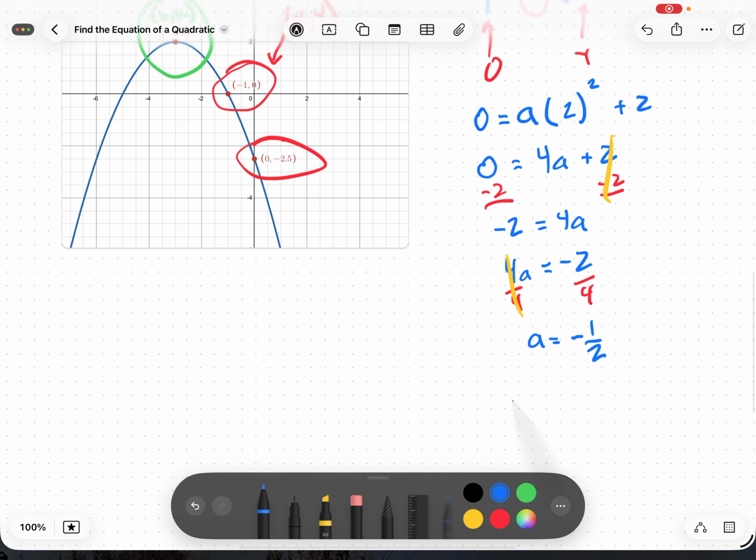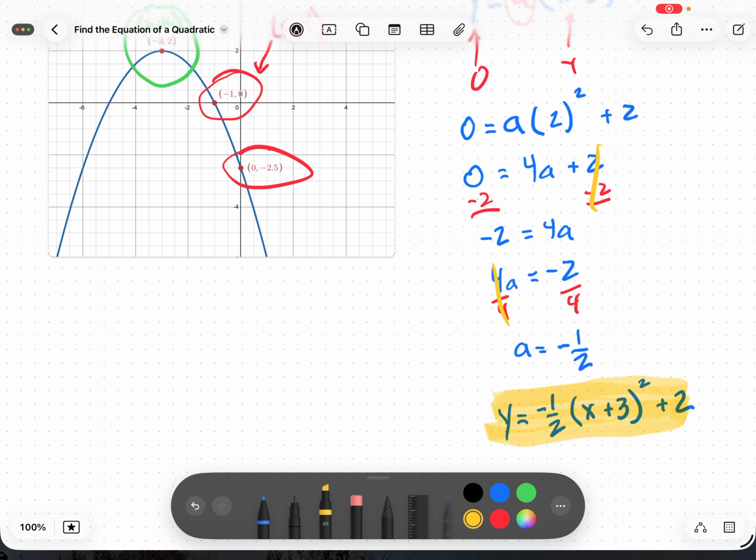y equals -1/2 times the quantity x plus 3 squared plus 2. That's the equation for the quadratic. You can use this technique on number 14 or number 16 to help you get the correct equation for the graphs that they present to you.